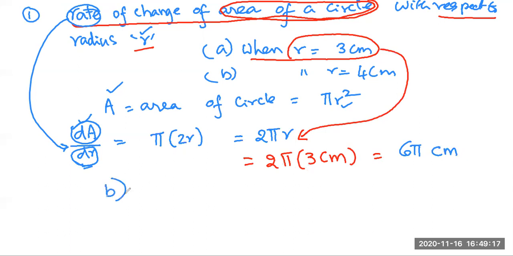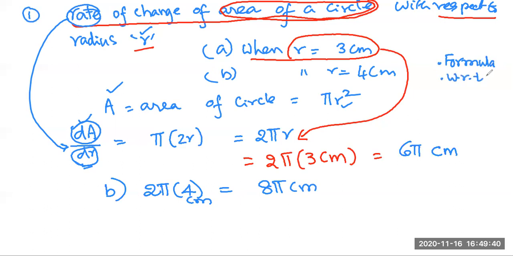For b, you just substitute into 2 pi r, 2 pi into 4 centimeters. So you get 8 pi centimeters as the second part. So the key point in each question is you must remember the formula, and you must remember what the "with respect to" is that he is asking. Then differentiate. After that, substitute the variable. So these are the 4 steps you must do in every question.